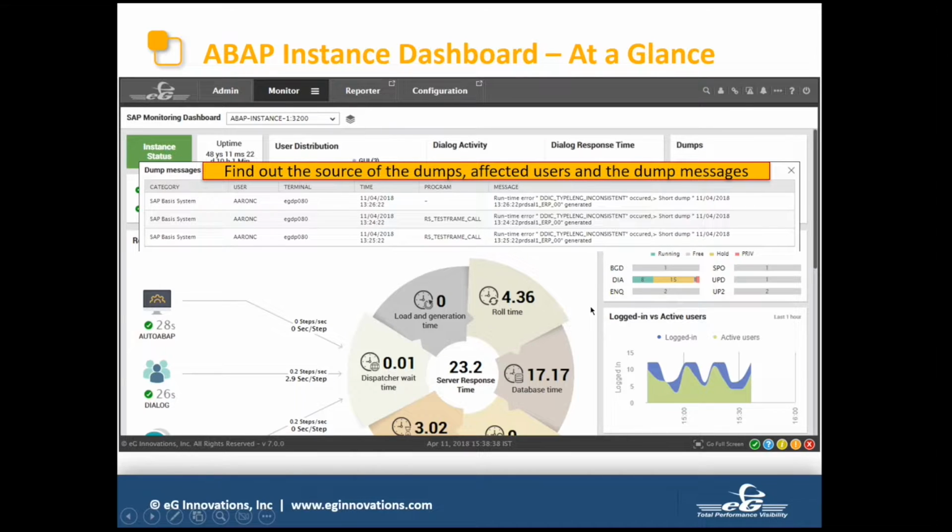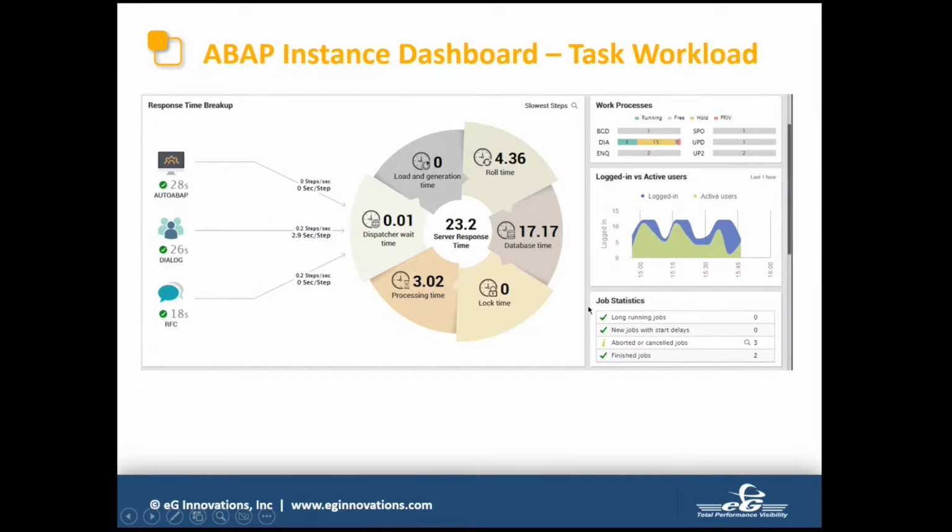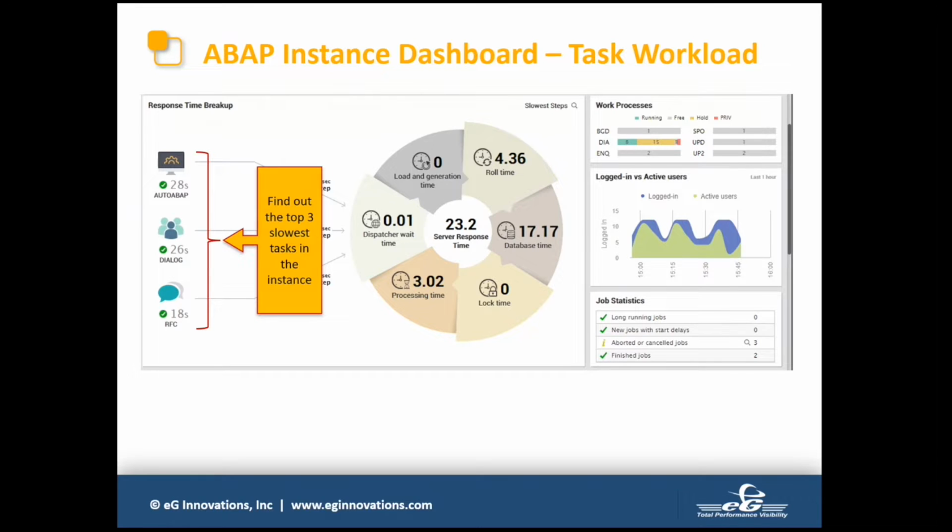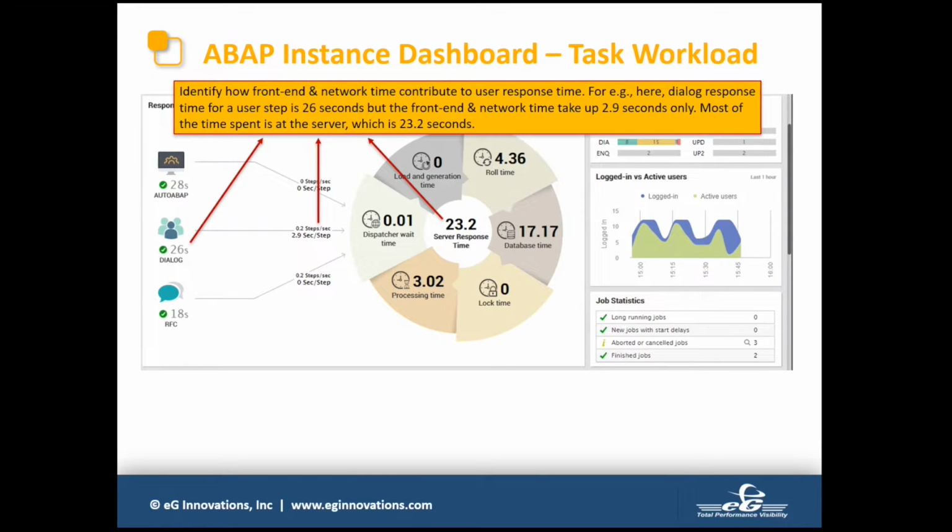Not only that, if we scroll down, we also give you a response time breakup from the front end. What really happened? For example, if the dialog time has taken around 26 seconds, where exactly is the slowness? We see that the server response time is around 23 seconds. Where is the slowness on the server side? The roll time has taken around 4 seconds, processing time around 3 seconds, but the database time has taken around 17.17 seconds.